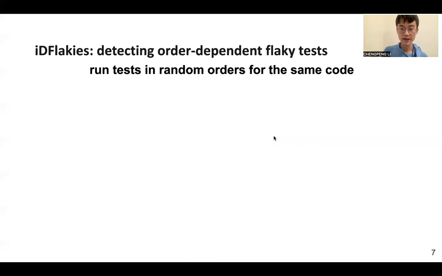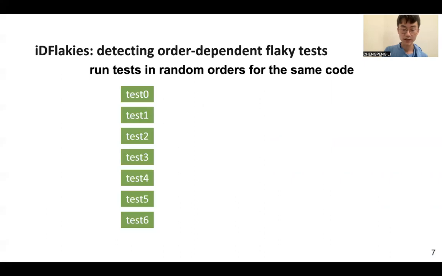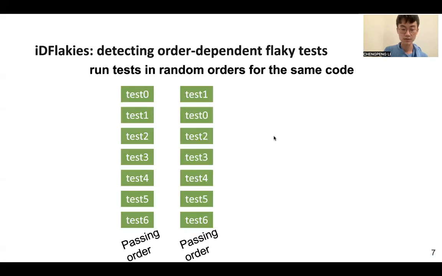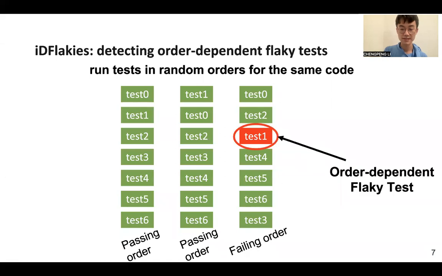To detect the order-dependent flaky tests after the flakiness-introducing commit, we can apply iDFlakies. It will run all tests in random orders for the same code. If it can find both passing orders and failing orders for one test, then we output this test as an order-dependent flaky test. However, we cannot know at which commit the flakiness is first introduced. Thus, we need to run all tests after every commit. However, running all tests in random orders for the same code after every code change is very costly. Thus, we want to run fewer tests.